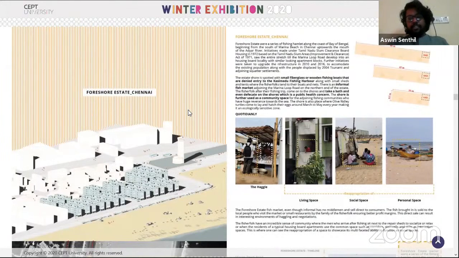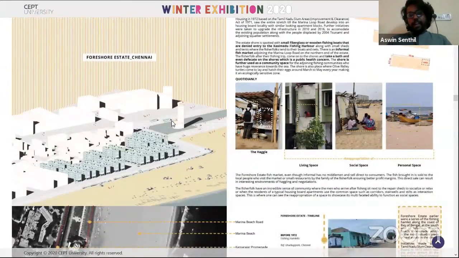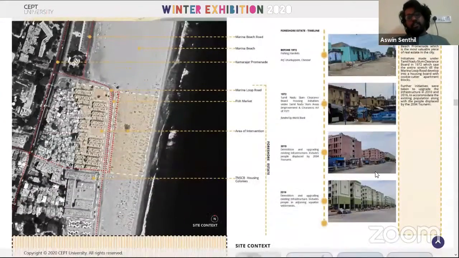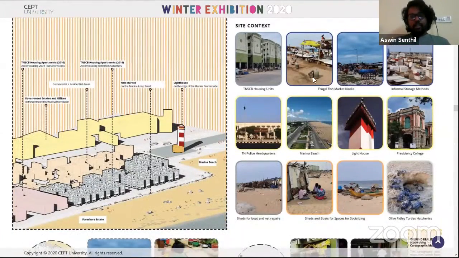So, like I was saying, the foreshore estates were a series of fishing hamlets. The issue with the foreshore estate, if you look at it through a lens of urban fragility, is that they were quite segregated from the rest of the city. The idea was to jot down all those quotidian, everyday activities and the practice of the everyday, and how that would act as an anchor point which would synergize the city even further. This is just a study which showcases the history, the general location, the site context, etc. You can just run through the study.